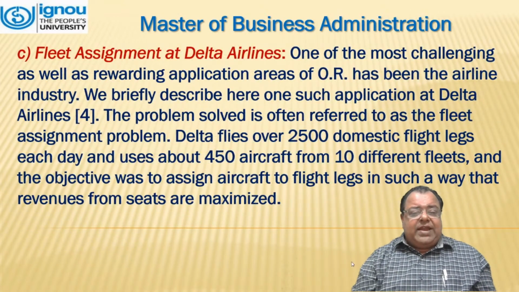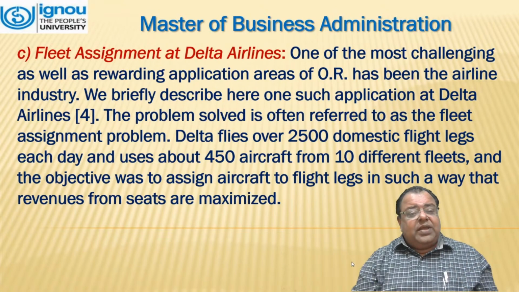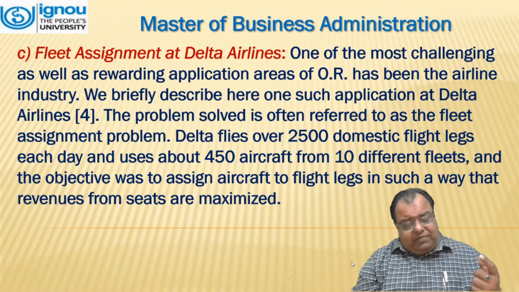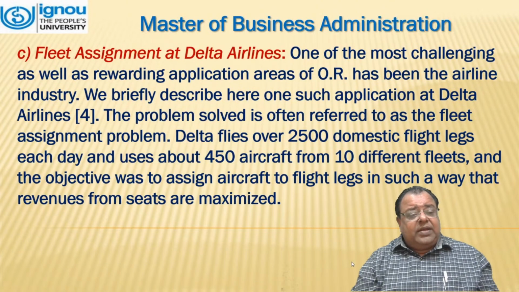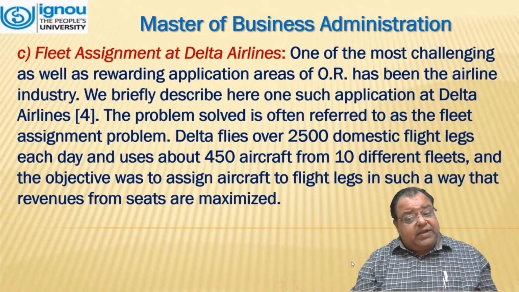The third one is fleet assignment at Delta Airlines. One of the most challenging as well as rewarding application areas of OR has been the airline industry. We briefly describe here some applications at Delta Airlines. The problem solved is often referred to as the fleet assignment problem. We will be discussing this in assignment computation when we do it. Delta flies over 2,500 domestic flight legs each day and uses about 450 aircraft from 10 different fleets. The objective was to assign aircraft to flight legs in such a way that revenue from seats is maximized.